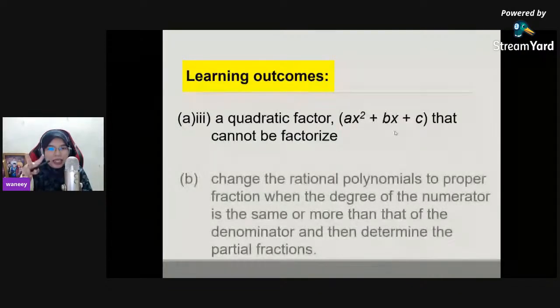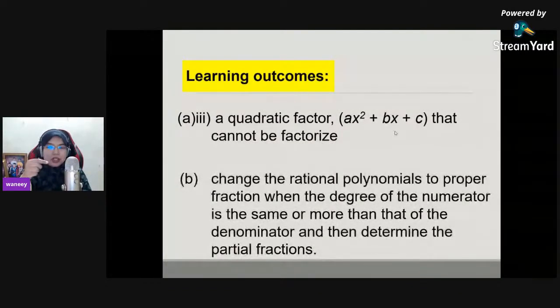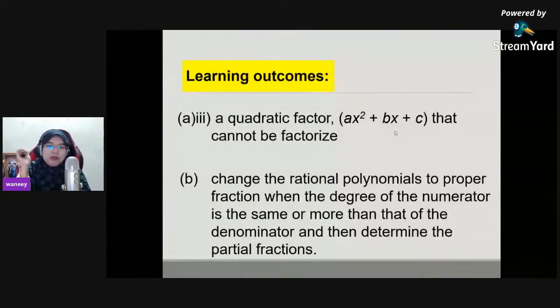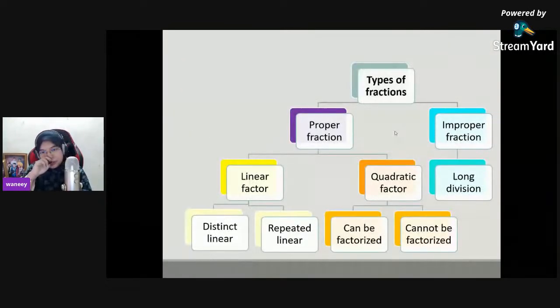Okay, so the second learning outcome is that we want to change the rational polynomial to proper fraction when the degree of the numerator is the same or more than that of the denominator, and then determine the partial fraction. So now this time we have an improper fraction. So before this we only did proper fractions, but now we are going to do something with improper fractions. And then for the improper fraction, we're going to change it into proper fraction first before we do our partial fraction. Okay, so let us do a bit of recap.